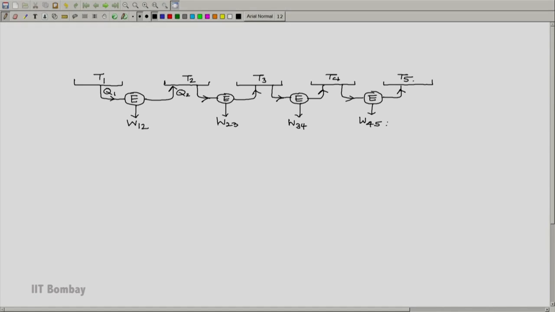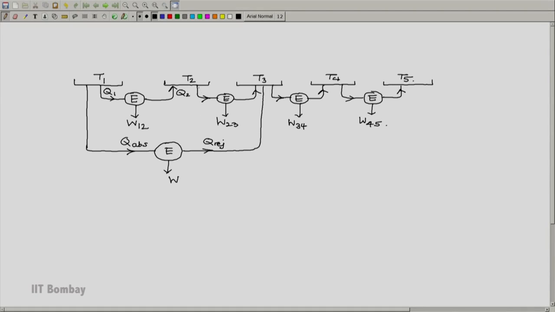Now, extending our derivations, we can show that suppose I try to run a heat engine between any 2 of these, not adjacent ones, which we have already shown. Let us say we decide to have a heat engine running between T1 and T3. Then we can show, and we have already shown this, that this engine will work between T1 and T3 in such a way that it will absorb heat from T1 and reject heat to T3 and produce a positive amount of work.